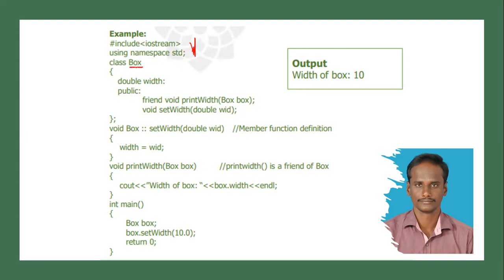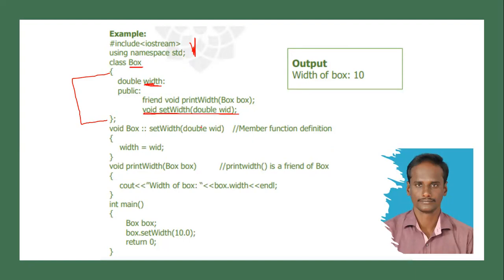We know very well the syntax for creating classes: class name, open brace, and it ends with the close brace and a semicolon. Inside we can define some properties. So here what I have done is declare width as a data member. And here, this is actually a general member function we have declared, right?